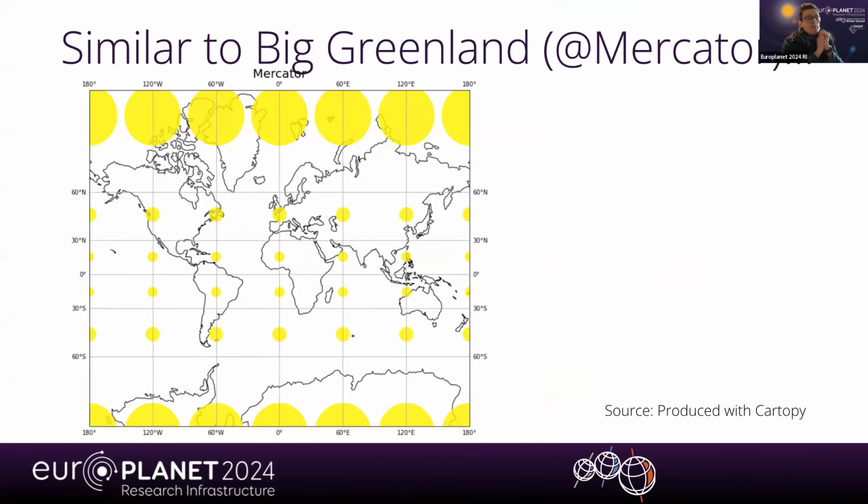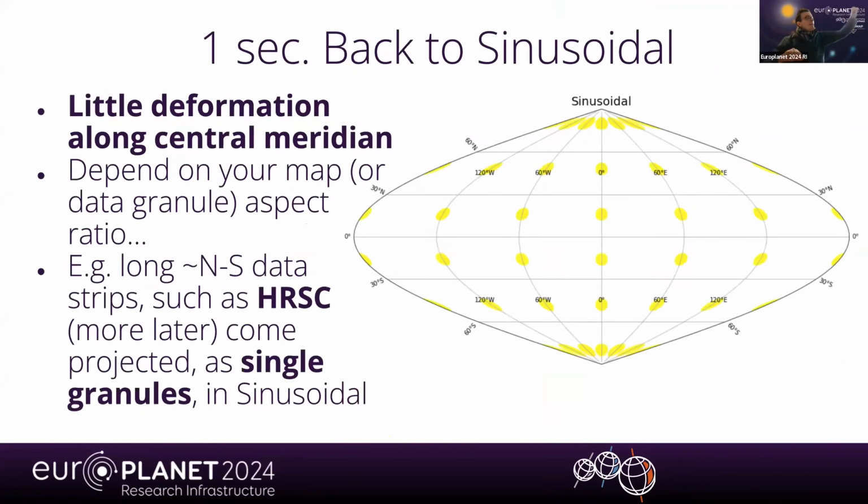This is the same story of why the Mercator projection is very good, because it's keeping the angles and the shapes, but it's very bad if you're looking at the scale of things. And that's why you get Greenland, which is as big, if not bigger, than Africa, which obviously is a deformation. Back to the sinusoidal. Also, the sinusoidal we introduced before has very little deformation at the center.